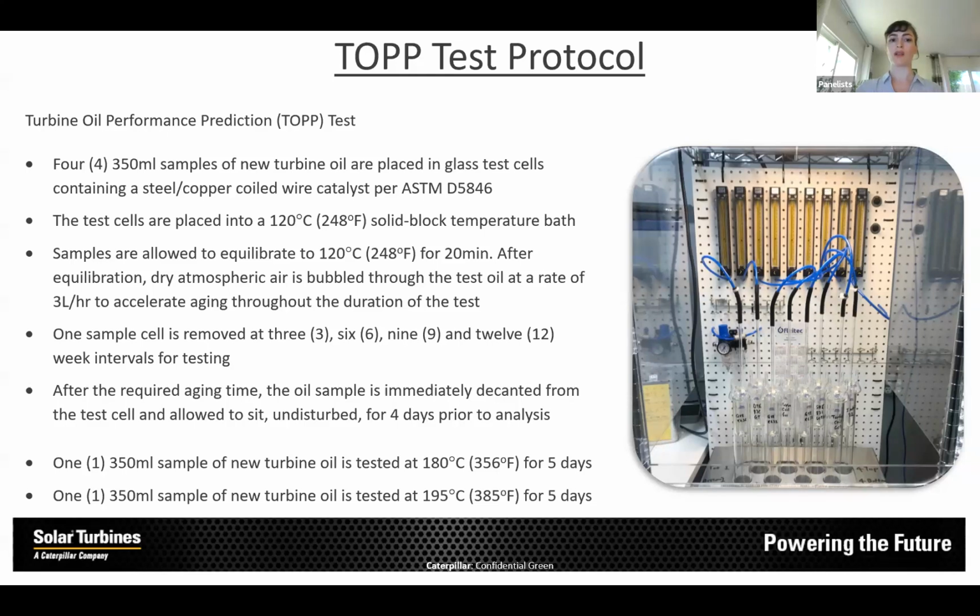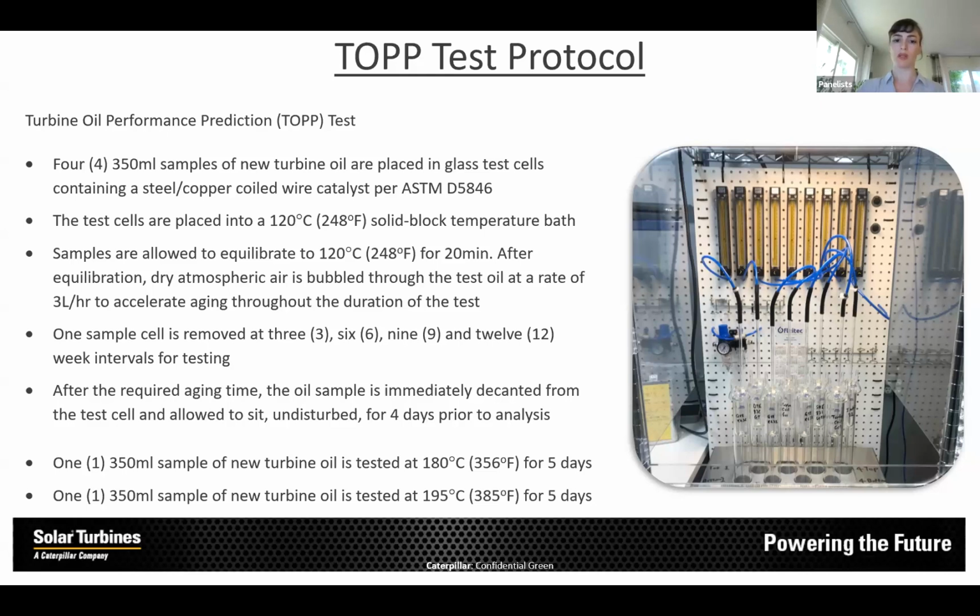For the 120 degrees Celsius test, which is the bulk of the testing that we have conducted to date, we take four 350 milliliter samples of new turbine oil. They are placed in a glass vial each, containing a steel and copper coiled wire catalyst, and then placed in a 120 degrees Celsius solid block temperature bath. Dry air is bubbled through, again, to speed up the rate of degradation, similar to the role of the catalyst. The test lasts 12 weeks.